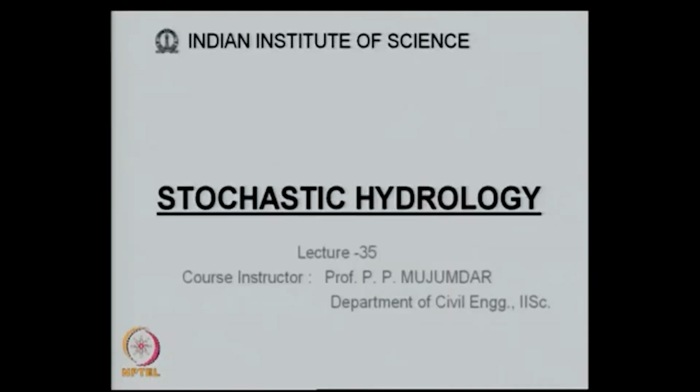Welcome to the lecture number 35 of the course Stochastic Hydrology. Now, in the previous few lectures, we have been discussing the multivariate stochastic models, which are essentially useful in generating stream flows in, let us say, a catchment where you are interested in generating flows simultaneously in several streams. And these streams that we are considering may have, in fact, they do have their own correlation structure.